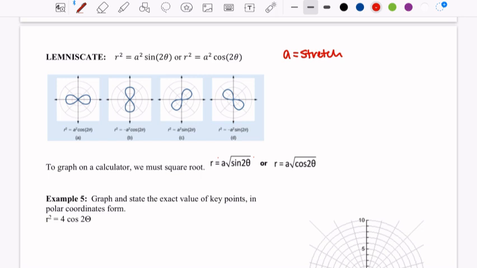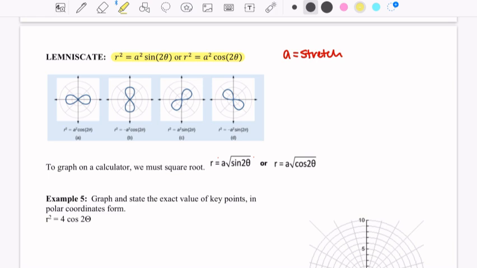All right. Our lemniscates are definitely interesting, and they're definitely different. The form of them is r squared equals a squared sine of 2 theta, or r squared is equal to a squared cosine of 2 theta. What they end up looking like are infinities. Depending on whether that a value is positive or negative, and whether we're talking about sine or cosine, that determines where our graph ends up.